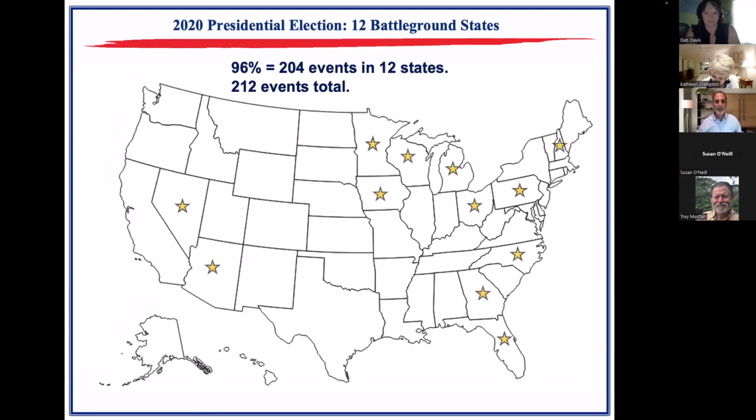And we know that in 2020, there were just 12 swing states. And 96% of all campaign election events by the candidates were in those 12 states. This is how many actual events there were in each of those states. And the reason is candidates don't want to waste their time in states that they can't win or in states they can't lose. So they spend all their time in the swing states.